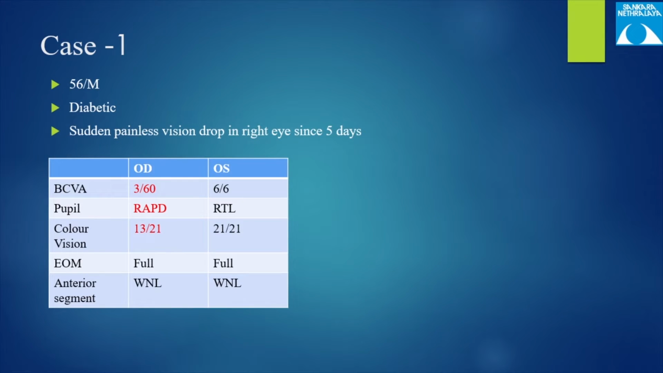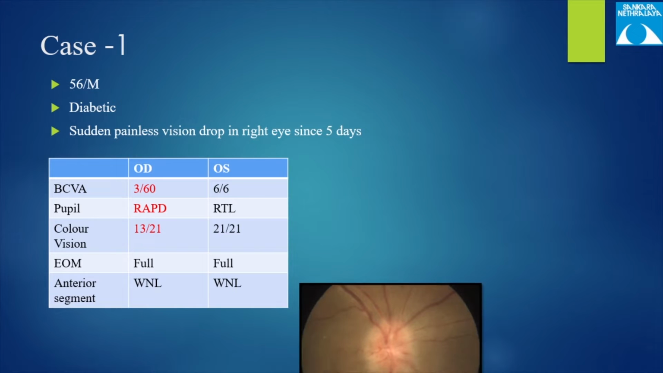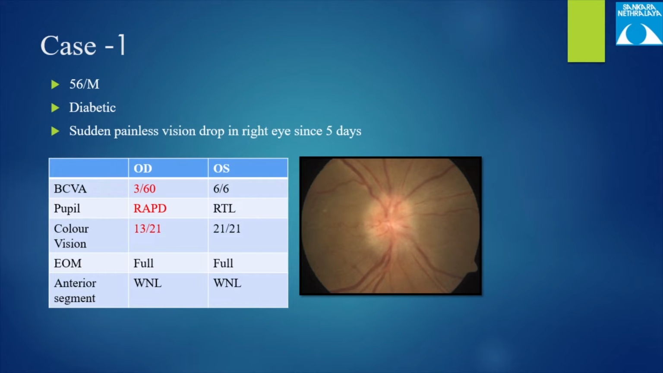Okay, so first, there's a 56-year-old male. He's a diabetic. He has sudden painless loss of vision in the right eye since 5 days. In the right eye, vision is defective. He has RAPD. Color vision is defective. Left eye findings are normal. This is his right eye fundus.